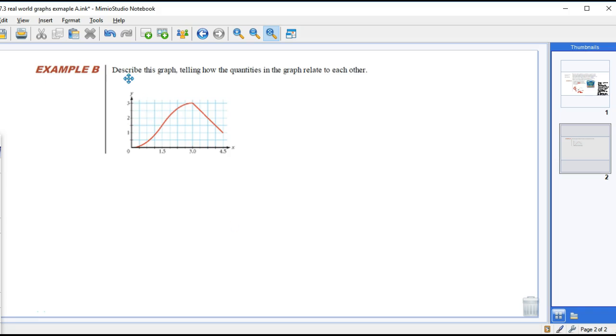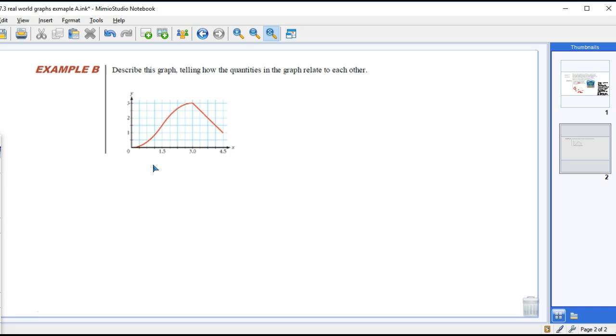Welcome to example B, and we're talking about real-world graphs. So describe this graph, telling how the quantities in the graph relate to each other. Using the intervals marked on the x-axis, you can help discuss where the function is increasing or decreasing and where it is linear or non-linear. We can look at the scale and say, well, from here to here, what's happening?